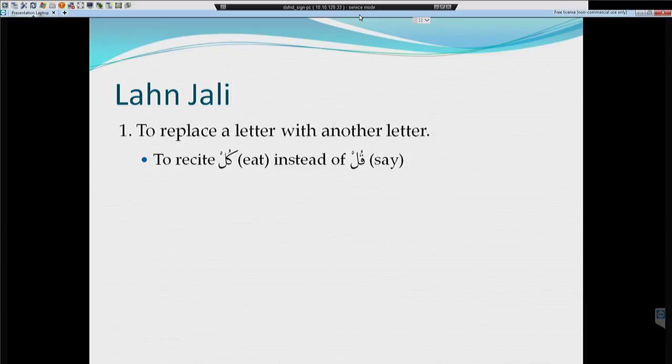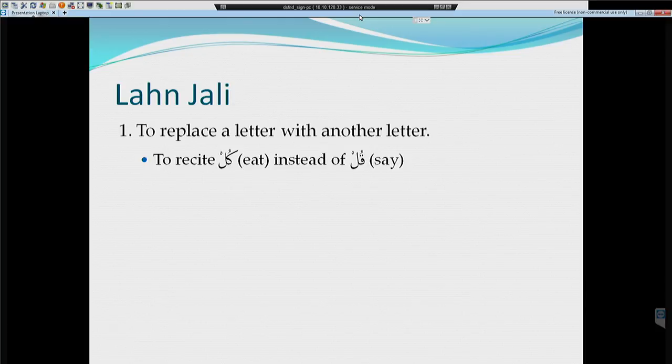Because of this very minor change, it actually amounts to a major mistake, because it changes the meaning from kul, which means eat, to qul, which is the amr form, the command form of qala yaqulu, qawl, to say something. Qala Rasulullah sallallahu alayhi wa sallam, Rasulullah sallallahu alayhi wa sallam said. So qul means to say it. Qulu means many people to say. So when you change the kaf to a qaf, you change the meaning.